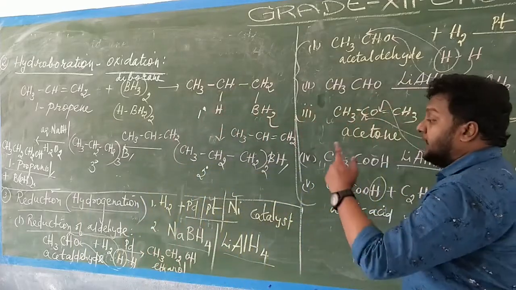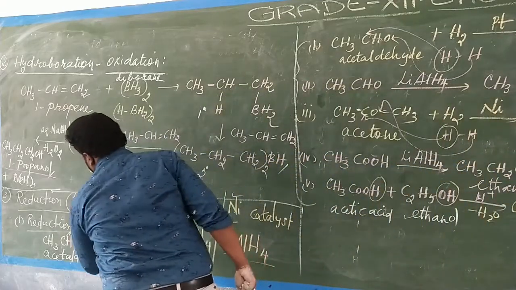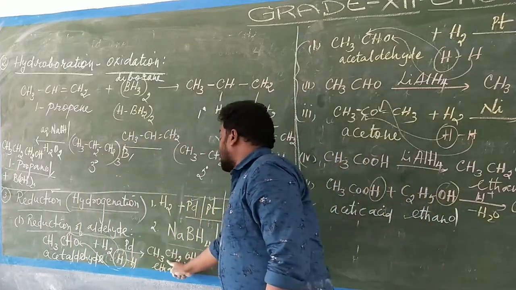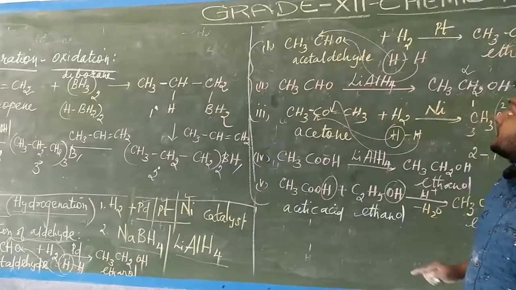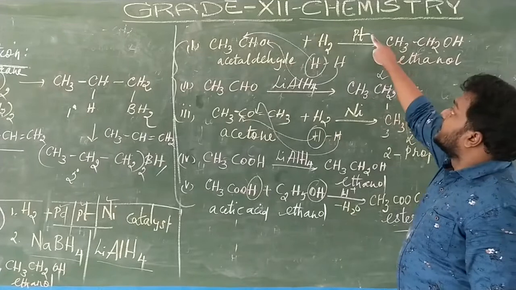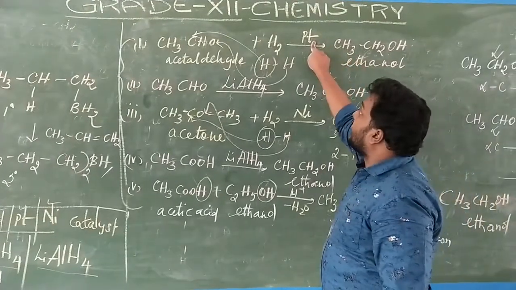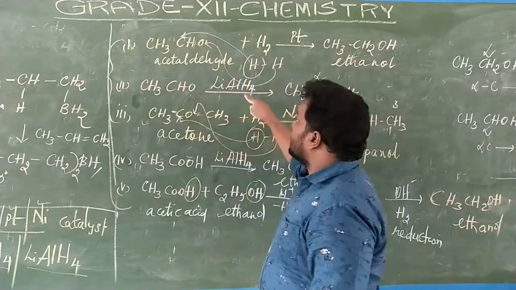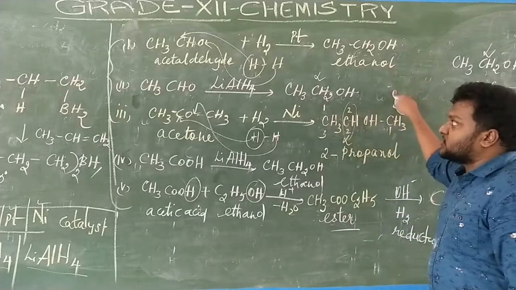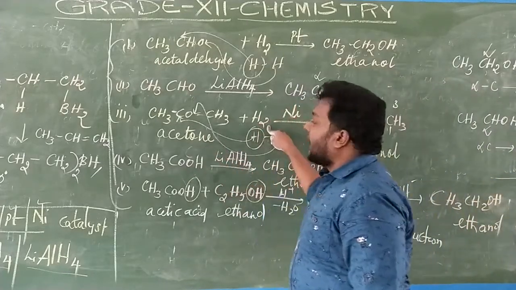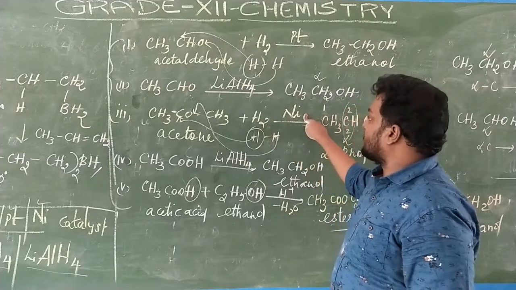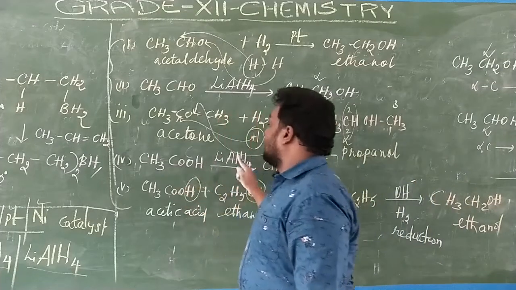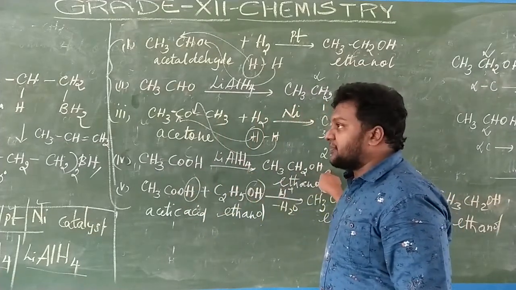For reduction of aldehyde, I have taken acetaldehyde, which on reduction with hydrogen in the presence of finely powdered palladium as a catalyst gives rise to the formation of ethanol. The second one is again acetaldehyde with hydrogen in the presence of finely powdered platinum as a catalyst, giving ethanol. Acetaldehyde in the presence of lithium aluminium hydride gives ethanol. Then acetone on hydrogenation in the presence of finely powdered nickel gives a secondary alcohol. Then acetic acid in the presence of lithium aluminium hydride gives ethanol.